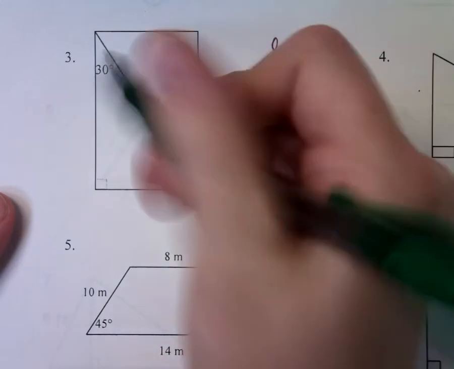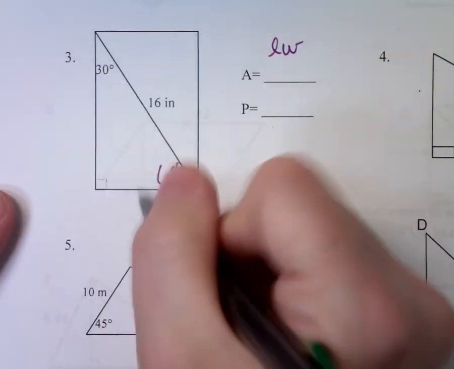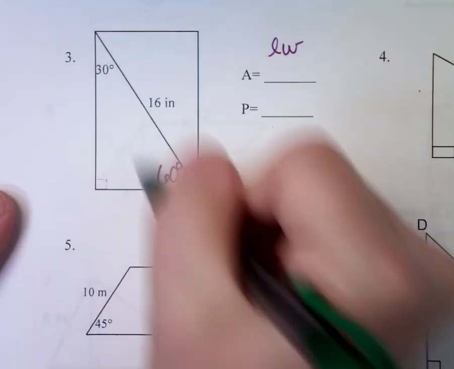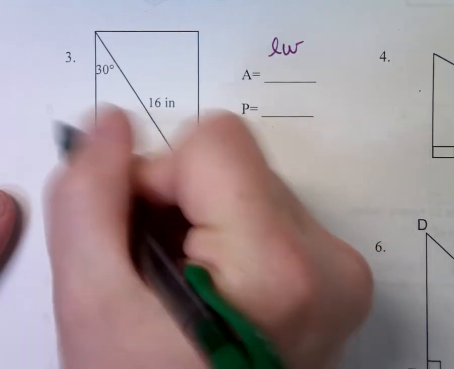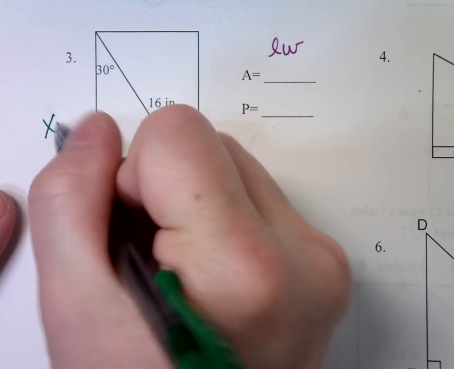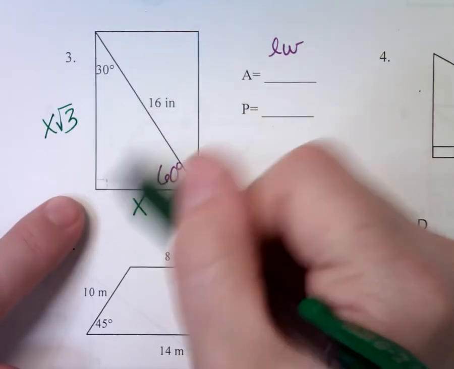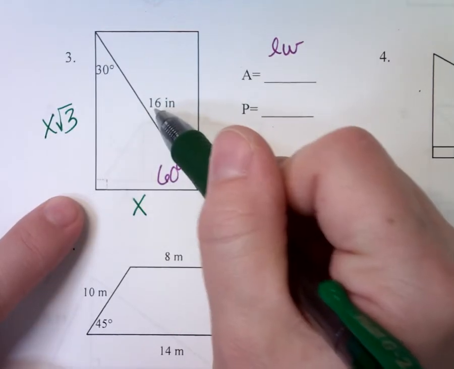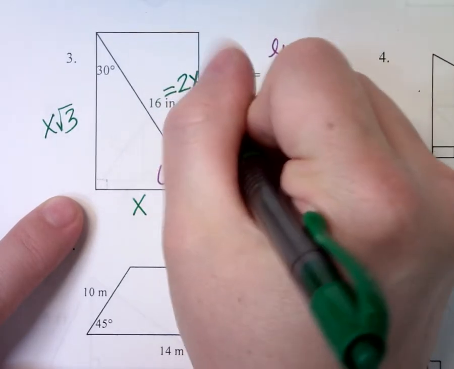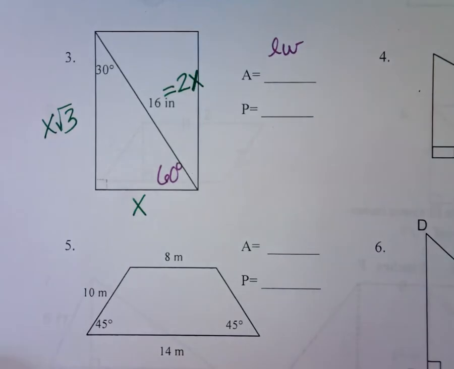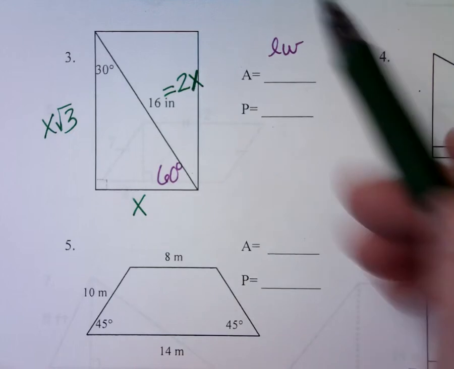Across from the 30, what do we label with? X. Across from the 30 is x. Across from the 60 is what? X square root of 3. And across from the 90? 2x. Because there's already a number there, put equals 2x. So if you remember how to do this from earlier in the year, this is going to be easy. If you don't remember how to do this from earlier in the year, then this is still going to be complicated.